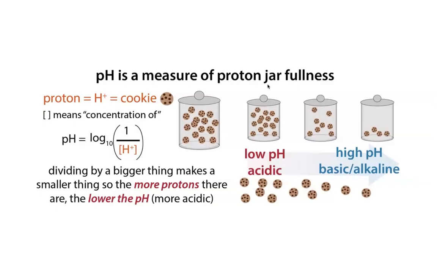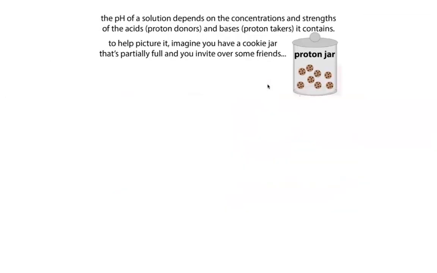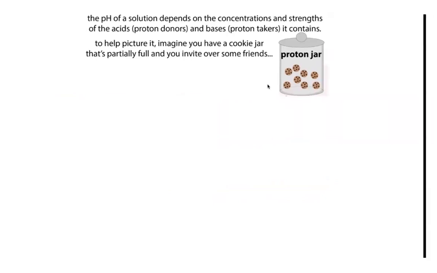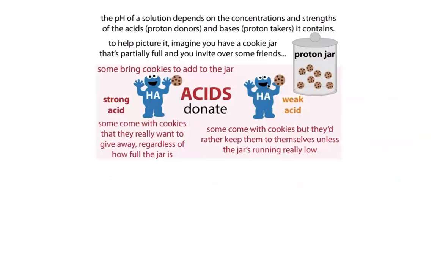But now what's going to happen? Now you invite over some friends. You invite over some friends for your party. And some of those friends, they're going to come with cookies. And they're going to donate cookies. And those friends are going to be acids. But some of the friends, they might be more generous with their cookie giving than other friends. So some of the acids are going to donate to that jar, even if that jar is already really full, because they're just so generous. They're just going to donate it no matter what. And so that would be like a strong acid.